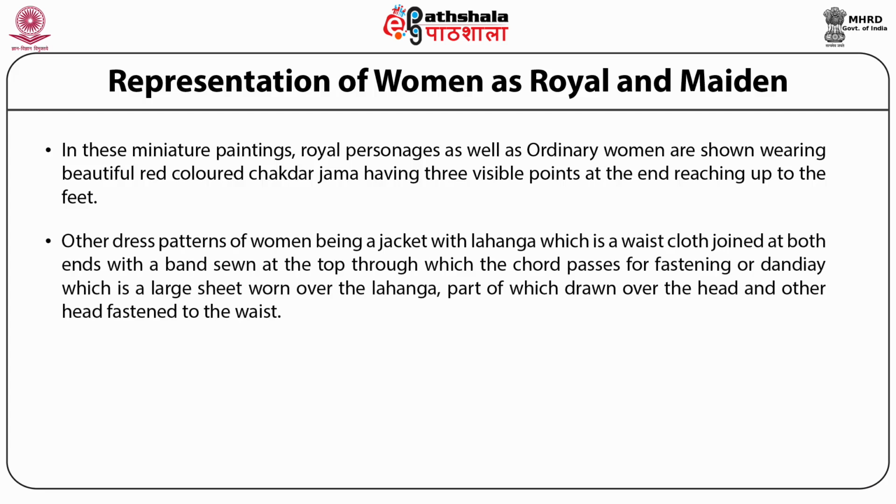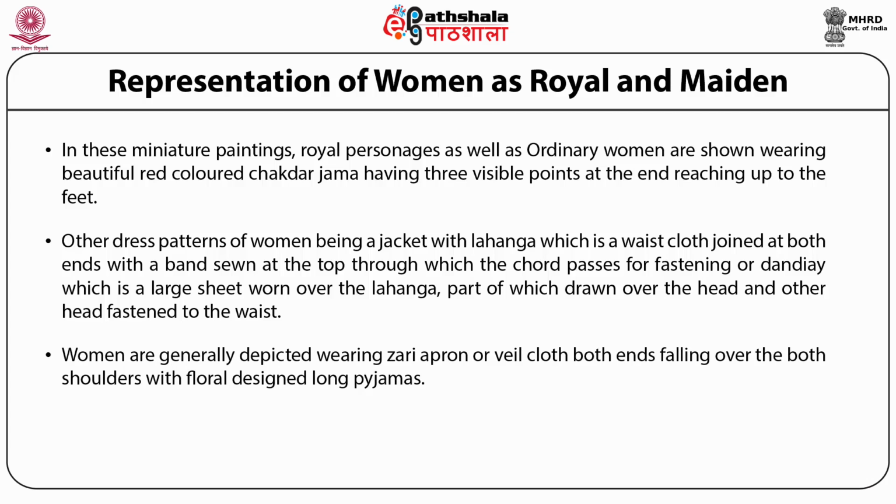Other dress patterns of women were a jacket with a lehenga, which is a waist cloth joined at both ends with a band sewn at the top through which the cord passes for fastening, and a dupatta, which is a large sheet worn over the lehenga, part of which is drawn to cover the head and the other end fastened to the waist. These three garments are a necessity, while the wealthy wear other garments made with gold or zari. The ordinary could not afford them.